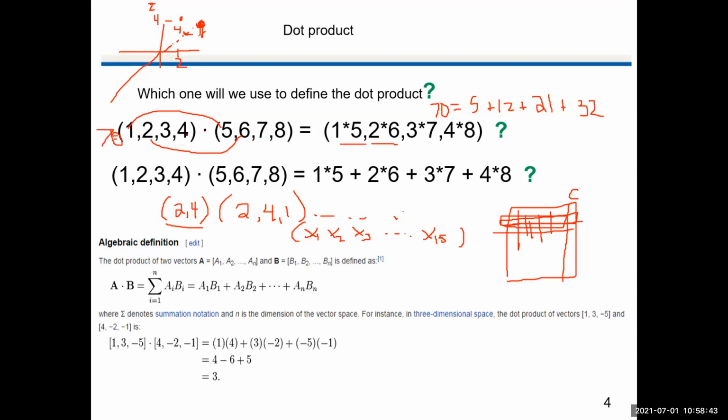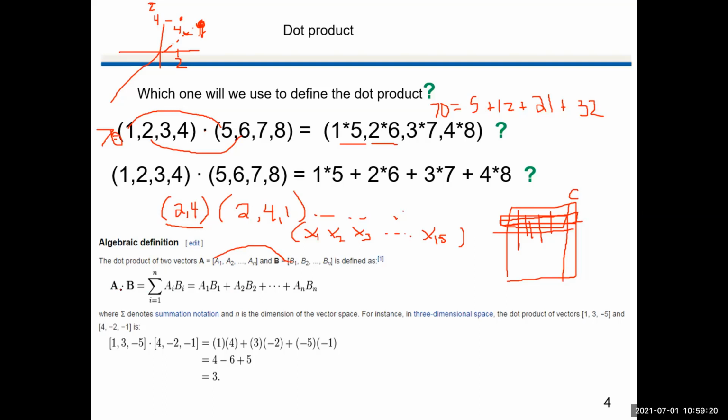Okay, that's called the dot product of these two vectors. In general, if you have a vector A with n components, not just 15, but n components, and another vector B also with n components, then what we mean by the dot product of the two is that we take A1 times B1, and then A2 times B2, all the way up to the end, and add them up, which you could write like this.